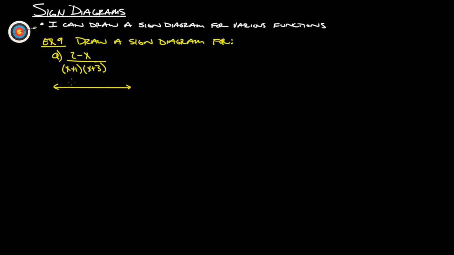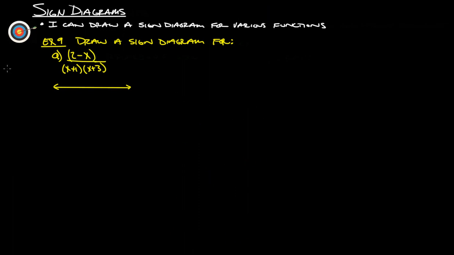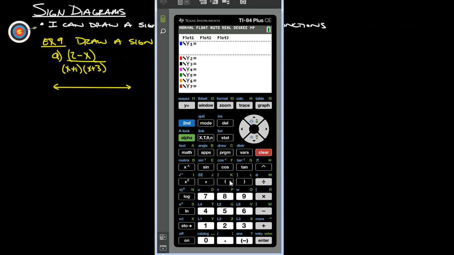Okay, last example, number 9, draw a sign diagram for this here. So, again, I'd highly suggest putting this into the graphing calculator. We want both of these up here to be in parentheses, so let's put those in parentheses. So we've got parentheses 2 minus x, close the parentheses, and now we're going to divide by.